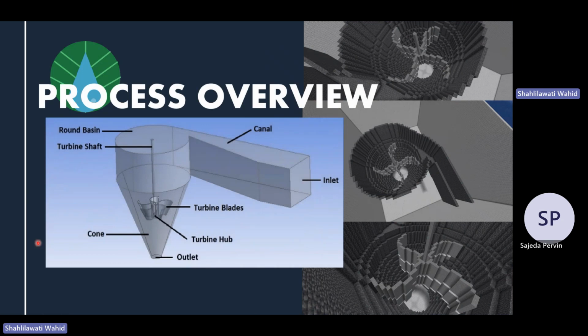This is a process overview, and I will be giving you a brief demonstration on the components of the GWBBP. First, we will start with the inlet, into the canal, into the round basin, into the cone, and lastly the outlet. For the mechanical parts of the GWBBP, we have the turbine shaft, turbine blades, and lastly the turbine part, which is mostly made out of aluminium.